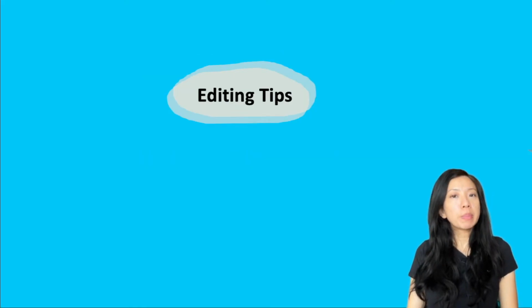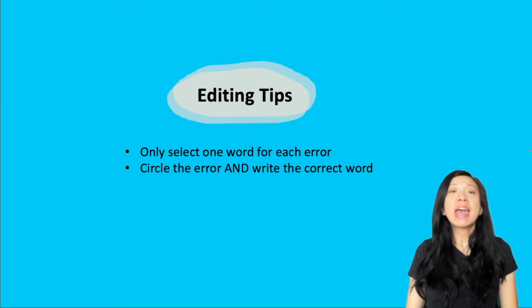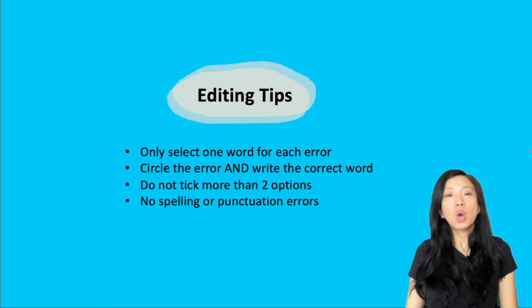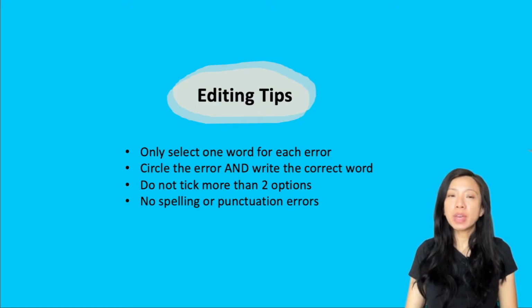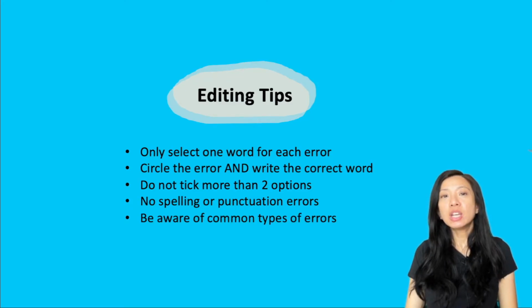Some other things to remember when doing editing is only select one word for each error. There should not be 2 words. Circle the error and write the correct word. Do not tick more than 2 options. When you are identifying errors, remember that there are no spelling or punctuation errors. And finally, you should be aware of the common types of errors. And that's what we're going into next.